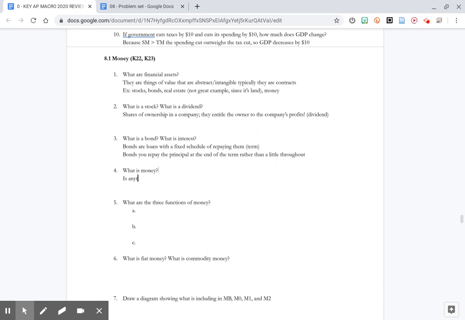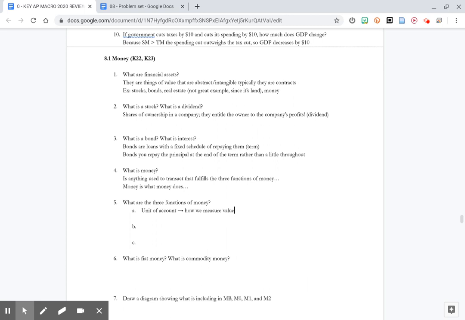Money is anything used to transact that fulfills the three functions of money. And so money is what money does. And so we're going to look at three functions of money here. The first is the idea of unit of account. It's how we measure value.